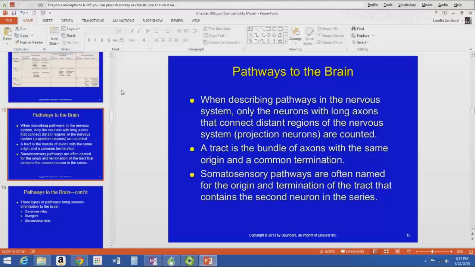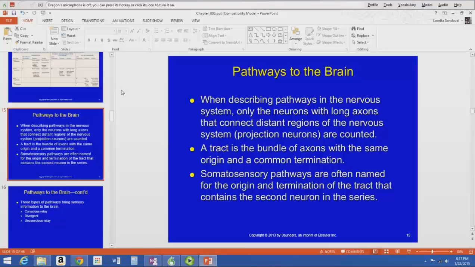Okay, and so we will refer to tracts, and a tract is a bundle of axons with the same origin and the common termination. So it's a whole bunch of axons with a whole bunch of neurons that start in the same place and end up in the same place.